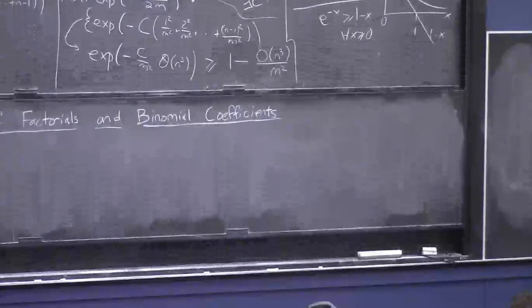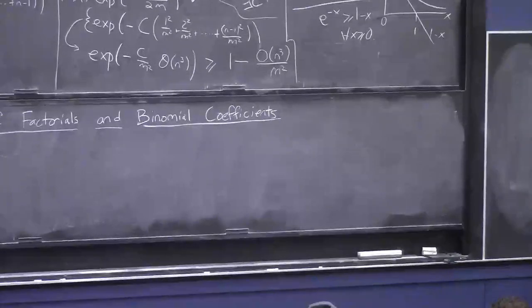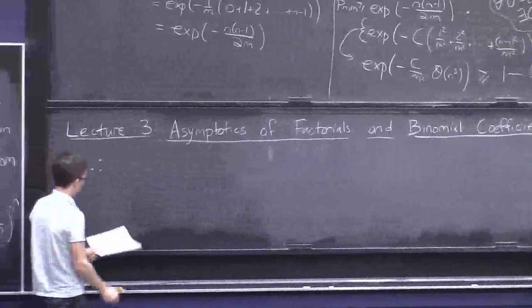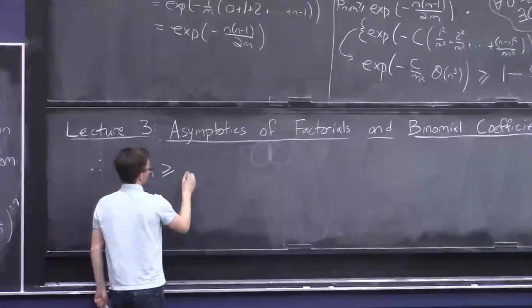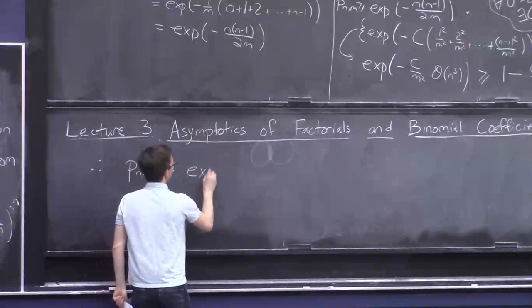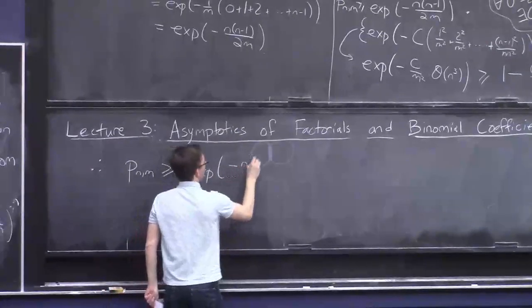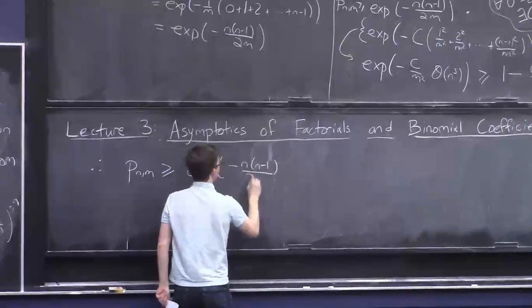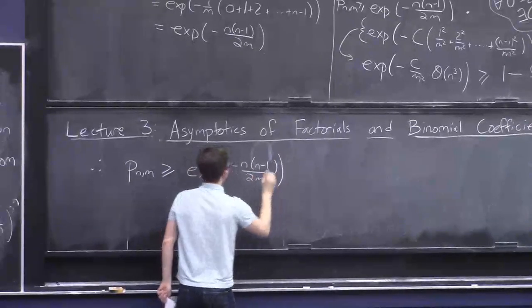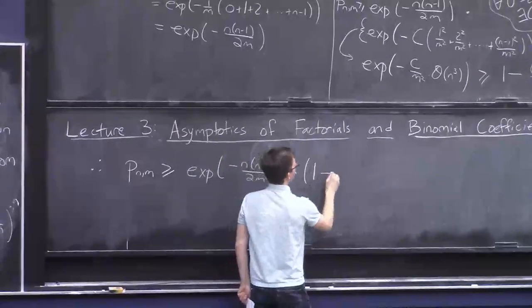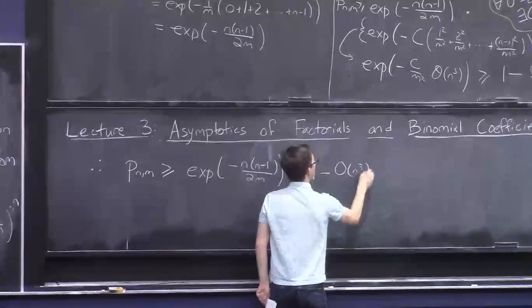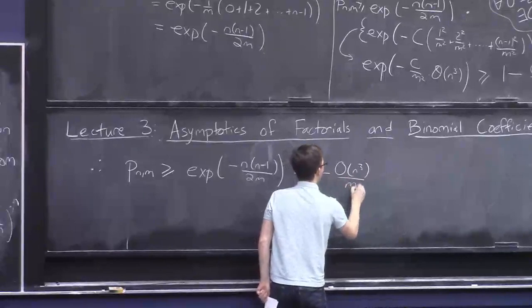Okay, so let me summarize this here. I'll write it a bit more clearly. Okay, so what we concluded is that P_n,m is at least the same thing as our upper bound, namely e to the minus n minus 1 over 2m times this annoying factor. Well, there's got to be some error somewhere. 1 minus big O of n cubed over m squared.